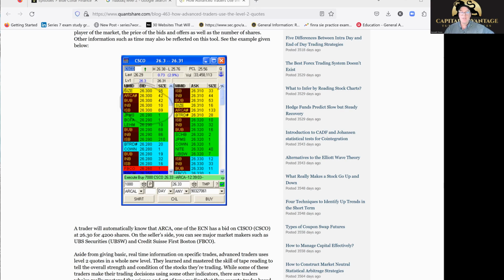So if you want to buy shares, you have to pay the ask. You have to buy where people are willing to sell. And if you want to sell shares, you have to sell where people are willing to buy. So the bid-ask is the inside market, the highest bid and the lowest ask. So this would be 26.30 by 26.31.